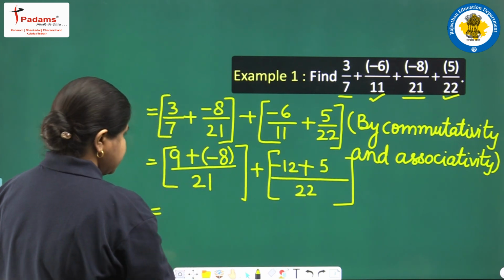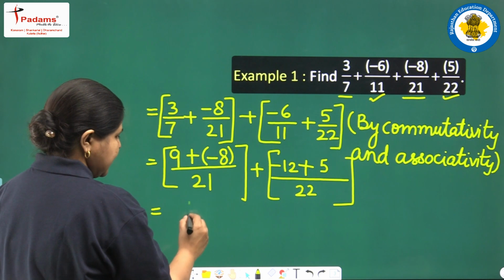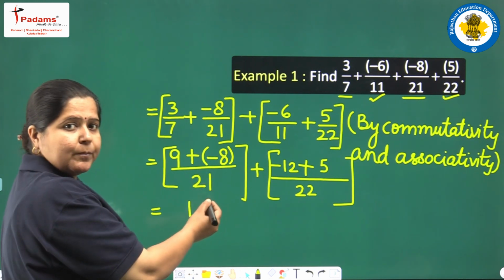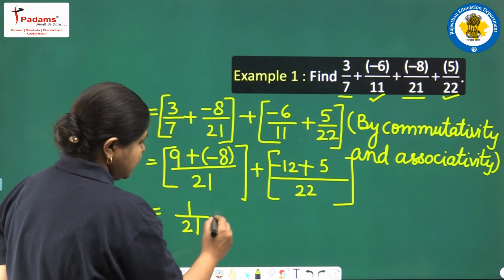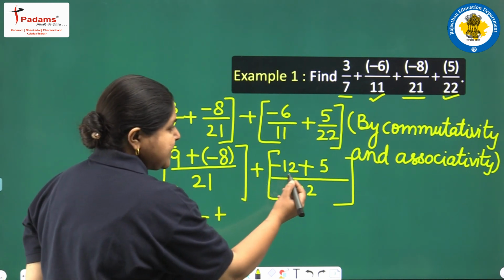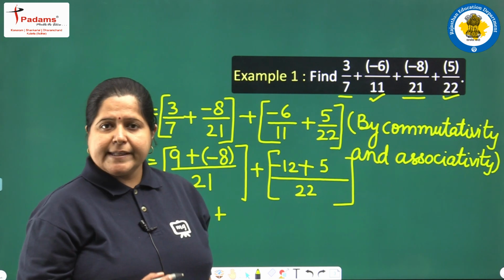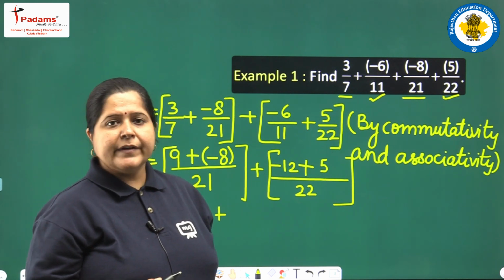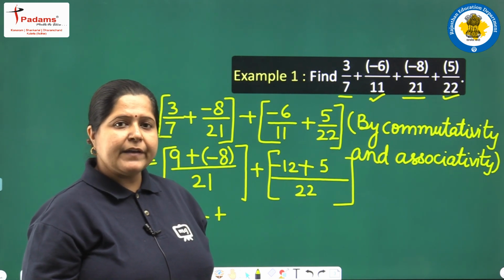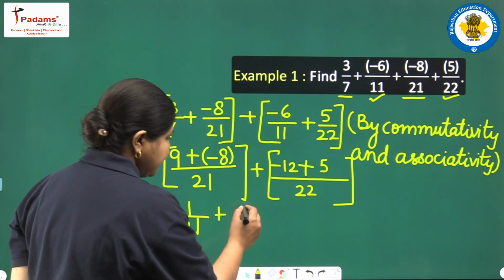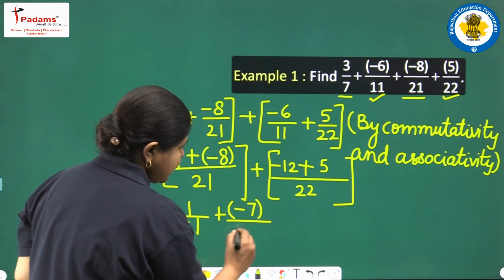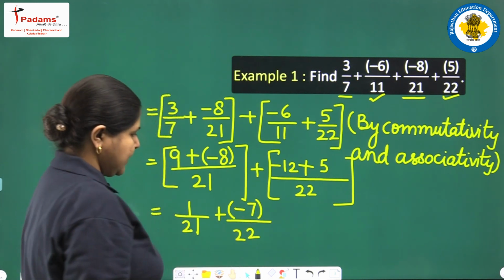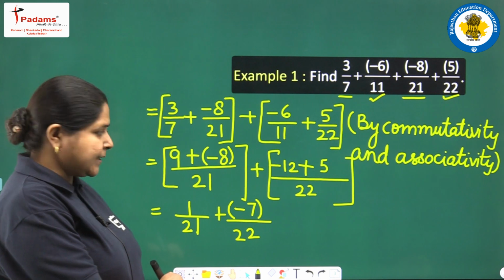This will give us 9 minus 8 is 1. Plus and minus are there, so minus will win the race. 1 upon 21 plus minus 12 plus 5. One is minus, the other one is plus. We will subtract. 12 minus 5 is 7 and the sign will be of the bigger number, which is minus, upon 22. We will solve this further.